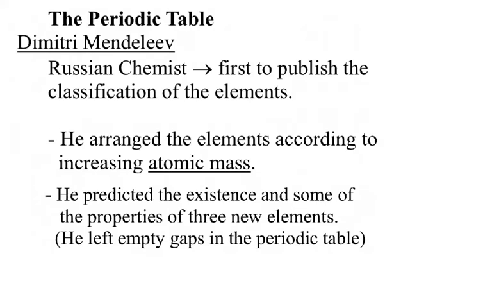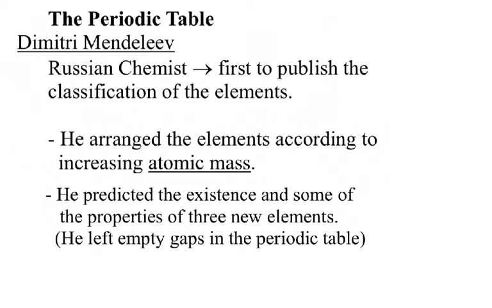Welcome, everyone. We're going to be discussing the organization of the periodic table in this segment. First, we're going to start by talking about a Russian chemist named Dmitry Mendeleev. What he is famous for is he was the first to publish a periodic table. What he did was he classified the elements and arranged them according to increasing atomic mass.